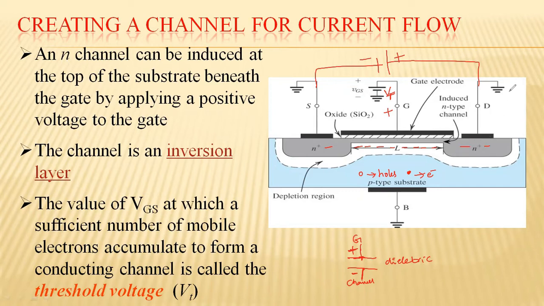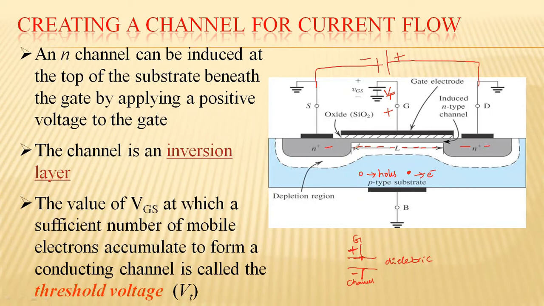and from the drain they are attracted towards the positive terminal of the supply. In this way, current will flow through the MOSFET. Current flows from source to channel to drain to the supply. So from source, channel and drain, this is the path for the current flow in the MOSFET.